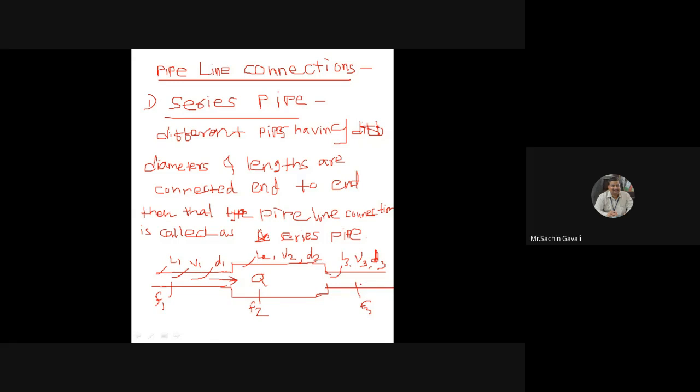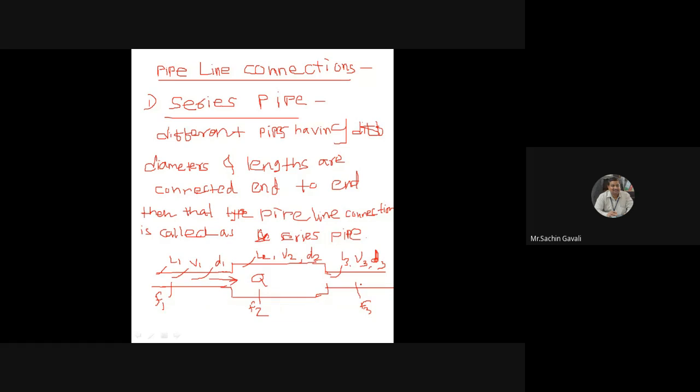Anybody got this? What is meant by series pipeline connection? Please write in the message box. If doubts are there, please ask. So this is called a series pipeline connection. Anybody having objection, problem, doubt? Understood? Please write in the message box at least. Yes, no. Fast, fast. Pramod, Shivani, Nikita.